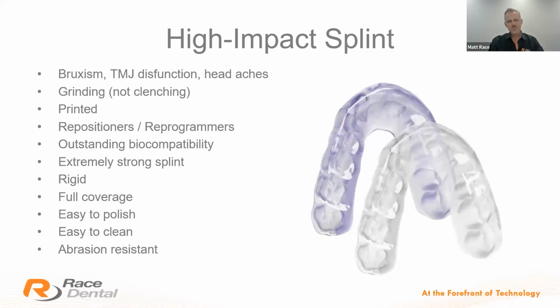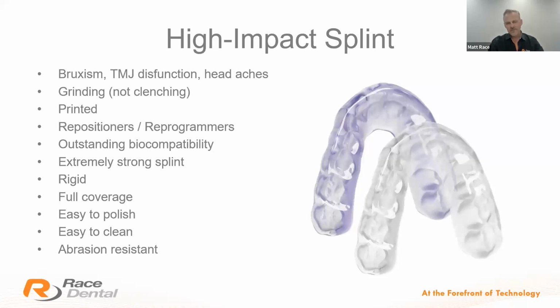So our first splint is what we call our high impact splint, or our hard splint. It's mostly beneficial for bruxing, temporomandibular joint dysfunction and headaches. Great for grinding, not so good for clenching because it is a full coverage splint. So with the posterior contact, we lose the benefits of stopping that patient from clenching. The high impact splint is printed. Great for repositioners or deprogrammers, depending on what you'd like to call those. But most of our deprogrammers are made using our high impact splint.